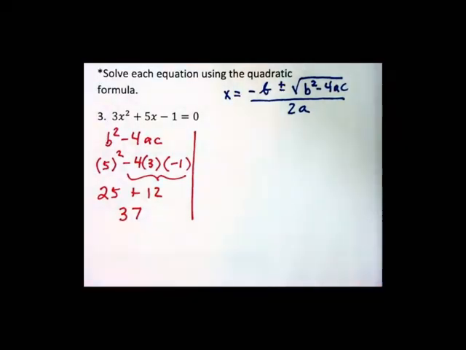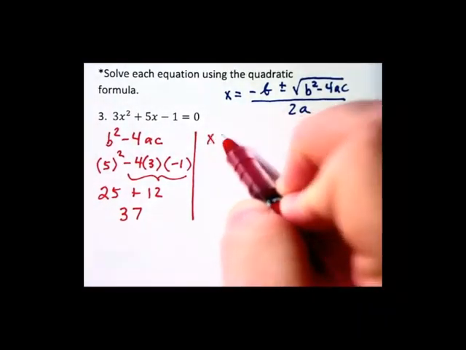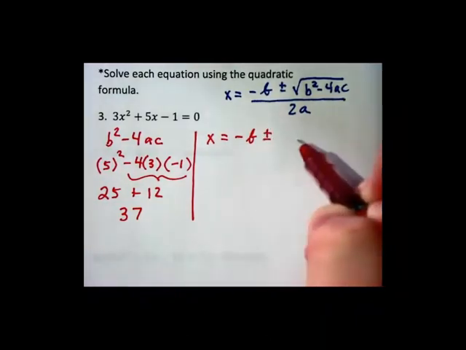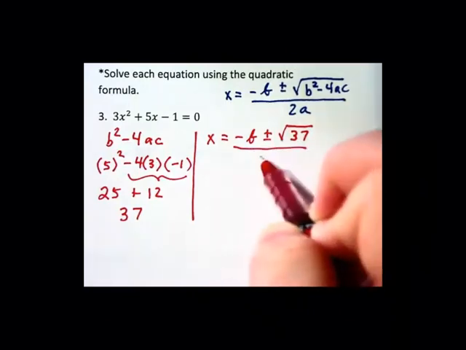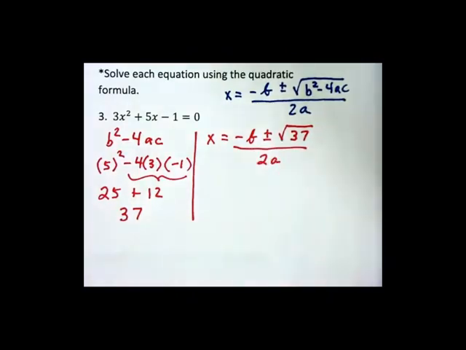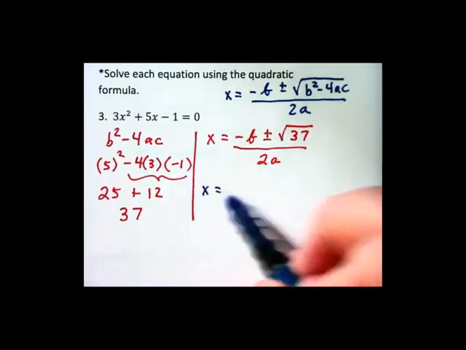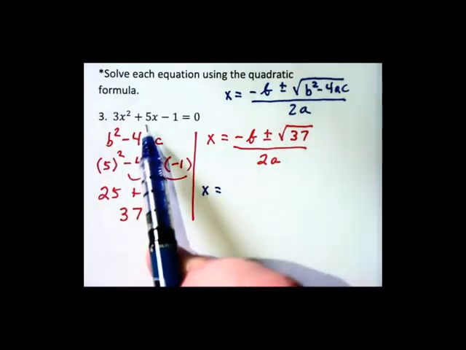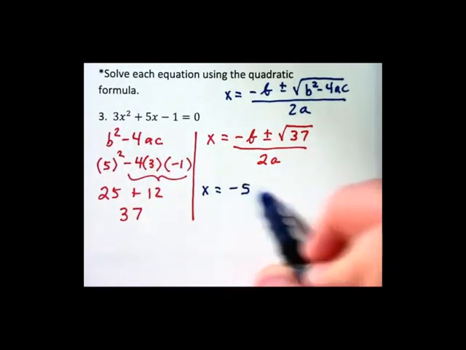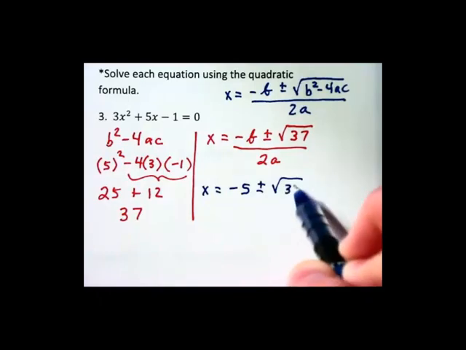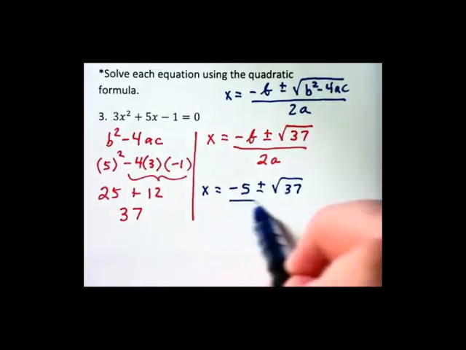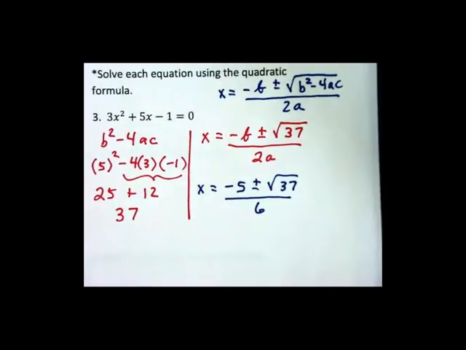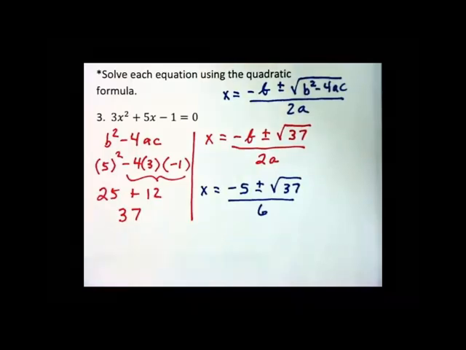Then I continue on the rest of my problem and I say x is equal to negative b plus or minus, and I write my formula out, but I substitute in the 37 that I've already found over 2a. And then I go straight to my answer. Now you might write an extra step in here, but I'm going to say x equals negative b. Now if b was 5, that gives us negative 5 plus or minus the square root of 37 all over 2a. If a is 3, 2 times 3 means it's all over 6. And there's our solution. This was not factorable.